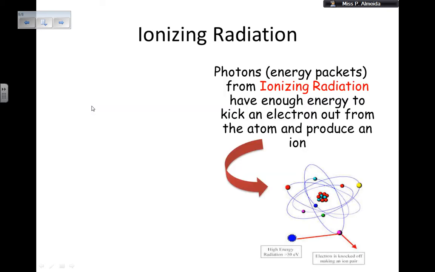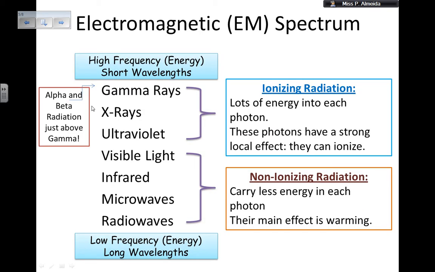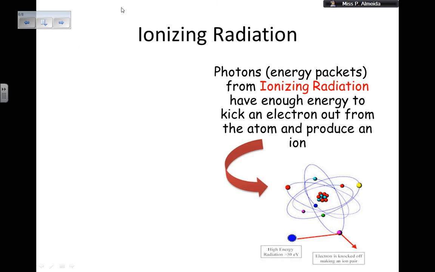So what is this thing of ionizing radiation? Because I know that alpha, beta, and gamma are all ionizing. So ionizing radiation.